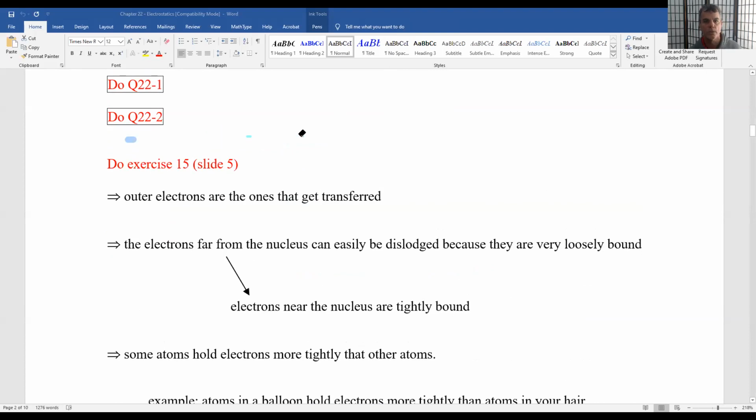Eraser. Okay, so I also mentioned in class that it's always the outer electrons that get transferred. Let me draw. Why is it the outer electrons that are transferred? Because basically they are very loosely bound. The farther away an electron is from the nucleus, the more weakly bound it's going to be. So anytime charges are getting transferred, it's always electrons being transferred from one object to another.